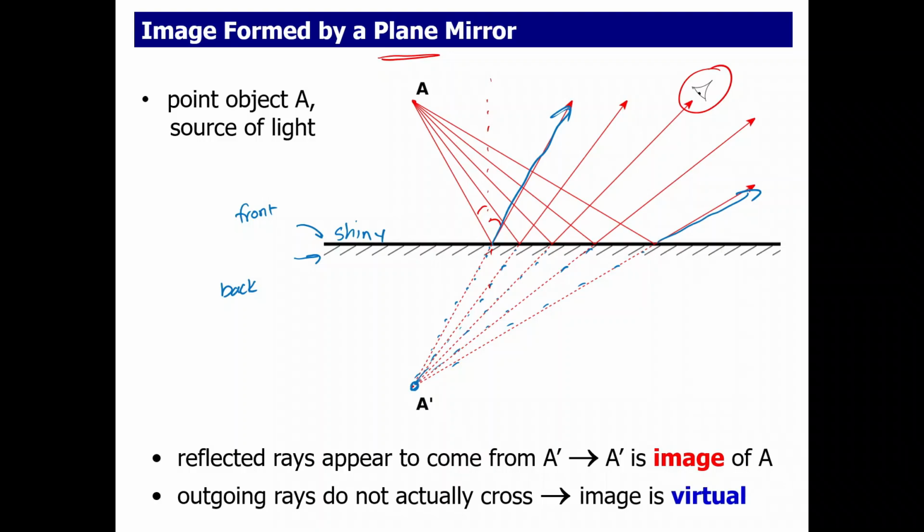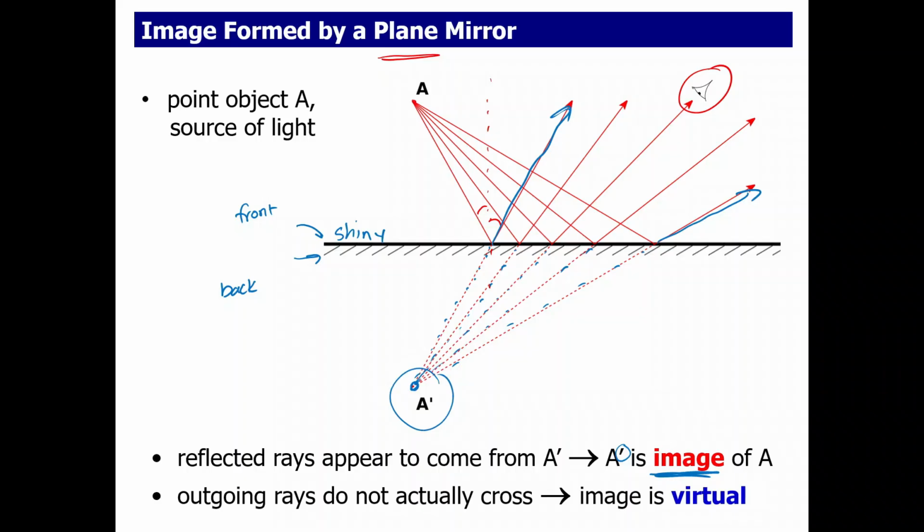So we use different symbols for this. For the image that we see, we use this little prime, the little apostrophe up top, to represent the image. So the properties of the image are always going to be represented with the prime. A is our actual object. The image is what our eyes will see. Now, the outgoing rays don't actually intersect. What we see is this image formed back here.